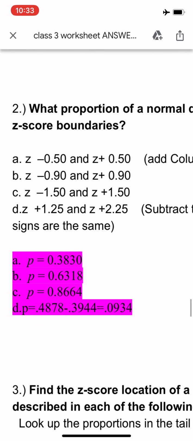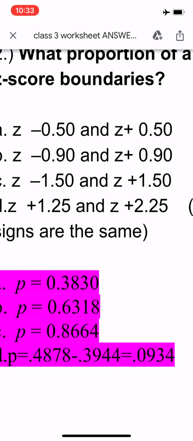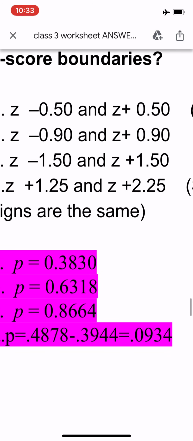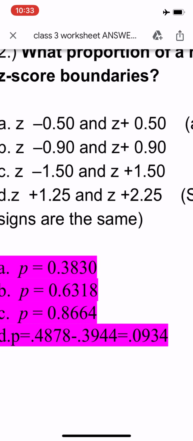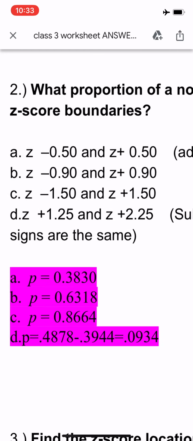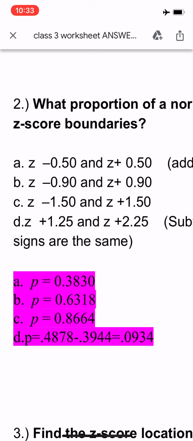All right, so for a rule of thumb, if these were both negative, you would do the same thing. You would take the larger probability and subtract it by the lower probability, or another way to say it is subtract the lower probability from the larger probability, or proportion, however you want to look at it. So that's the rule. So if the signs are opposite, you add column D. If the signs are the same, you are subtracting the smaller one from the larger one.